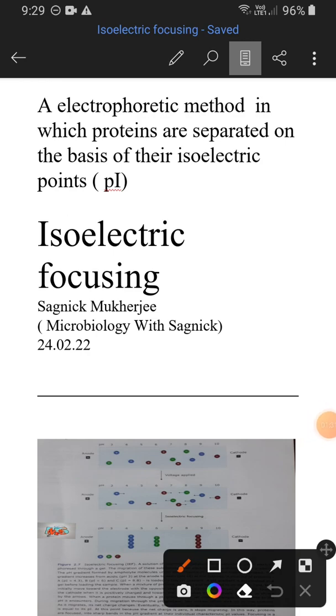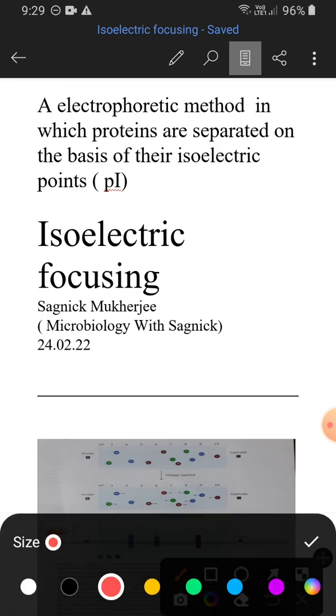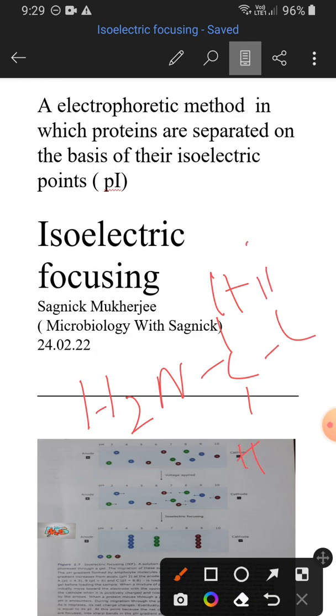Before talking about the isoelectric point, I am going to discuss with you how protein charge is determined, or how the local environment in which our protein is present determines the charge of that protein. I hope that if I clear the concept with the help of an amino acid, then you can easily interpret what is going on in the case of protein. So I have drawn here a glycine amino acid.